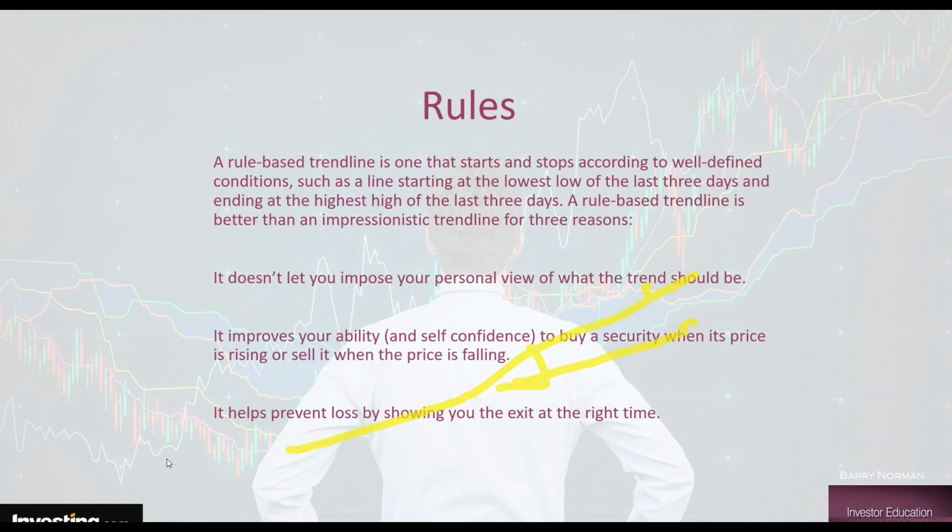A rule-based trend line is one that starts and stops according to well-defined conditions, such as lines starting at the lowest price of the last 3 days and ending at the highest price. A rule-based trend line is better than an impressionistic trend line for 3 reasons. It doesn't let you impose your personal view on what the trend should be. It improves your ability and self-confidence to buy a security when its price is rising or sell when the price is falling. It helps prevent loss by showing you when to exit at the right time.